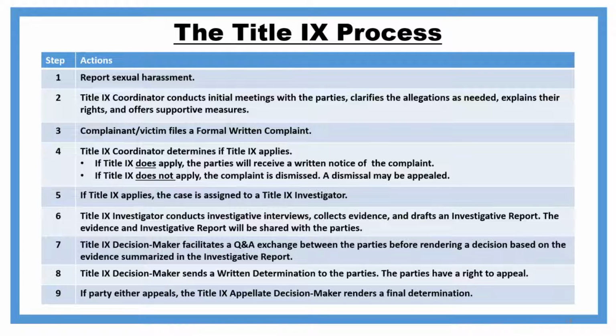The Title IX decision maker will send a written determination to the parties, and the parties do have a right to appeal. If either of the parties appeal, the appellate decision maker, who again will be a completely different person than the decision maker, will render a final determination. The appeal is final.